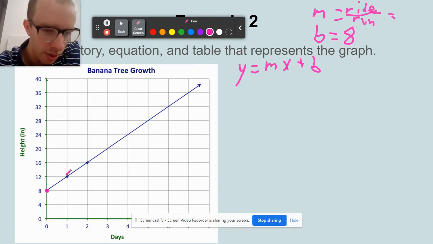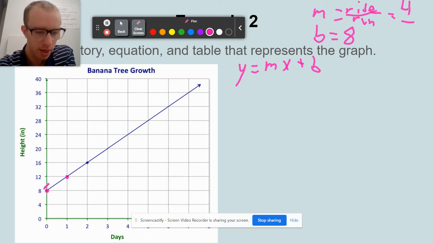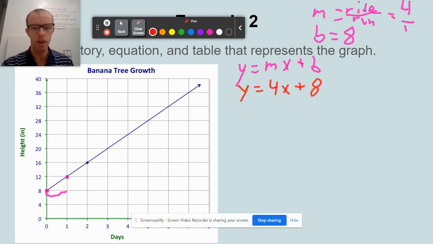All right. So to get from this point to this point, how much do I rise? I go from 8 to 12. How much do I rise from 8 to 12? I rise 4. And to get from 0 to 1, I'm only going over 1, so my slope is 4 over 1, or just 4, right? 4 over 1 is 4. So now I can write my equation. I can say y equals 4x plus 8. But I can do even better than this.